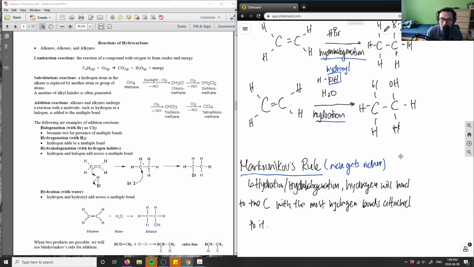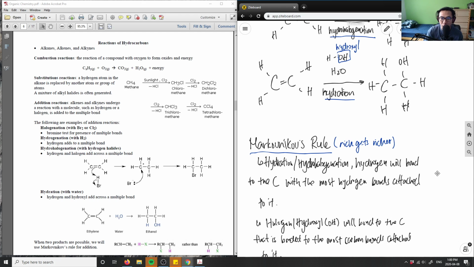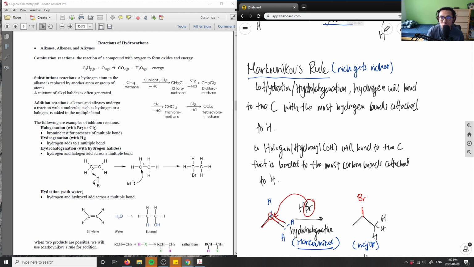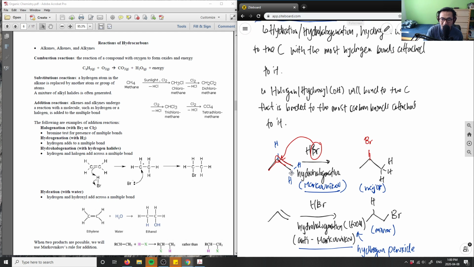And there was a rule that we talked about, the rule with hydrohalogenation and the rule with hydration, right? The rich get richer. That means the hydrogen will bond to the carbon with the most hydrogen bonds attached to it. So in this case, this carbon is bonded to two hydrogens, which means my hydrogen will bond here to make it 3, and the bromine is going to bond with the carbon that's bonded to the most carbons, which is this carbon here, because it's bonded to 1, 2, and 3 carbons. So my bromine will bond to the center carbon here.